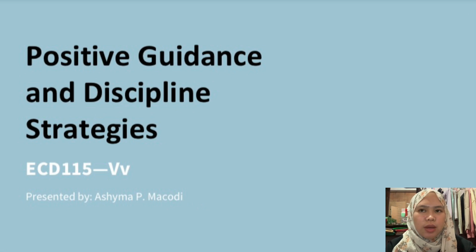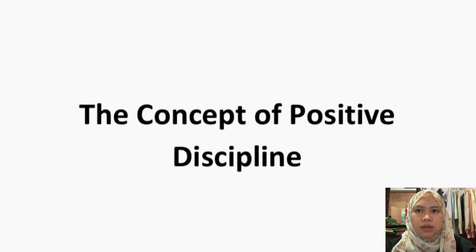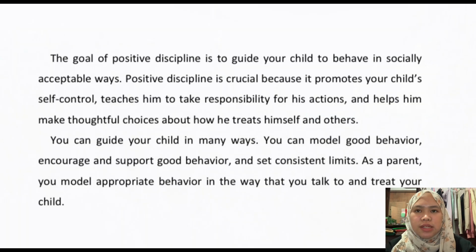Today I'm going to talk about positive guidance and discipline strategies. The first subtopic is the concept of positive discipline. The goal of positive discipline is to guide your child to behave in socially acceptable ways. Positive discipline is crucial because it promotes your child's self control, teaches him to take responsibility for his actions, and helps him make thoughtful choices about how he treats himself and others.